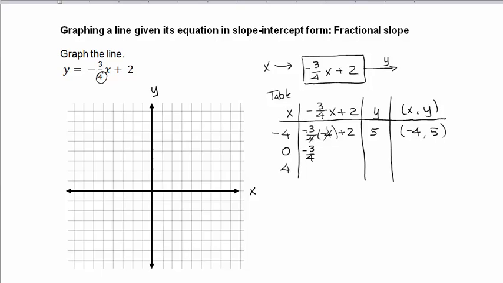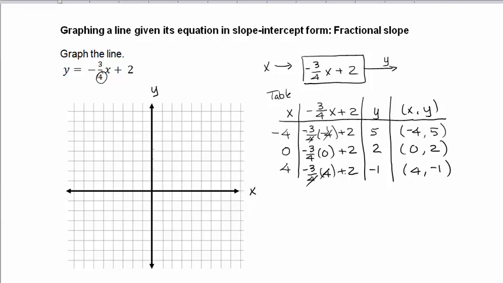Let's take my second point, x equals 0. I have -3/4 multiplied by 0, add 2 to it, and I just get 2. So my second point is 0, 2. And for my third point, I'm going to plug in 4. So I have -3/4 times 4, plus 2. This time my 4's cancel, and I have -3 plus 2, which gives me -1. So my point is 4, -1.